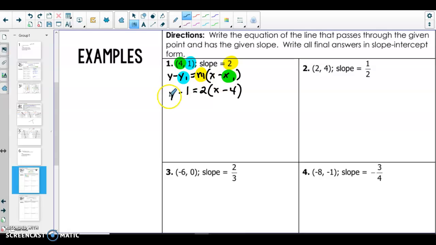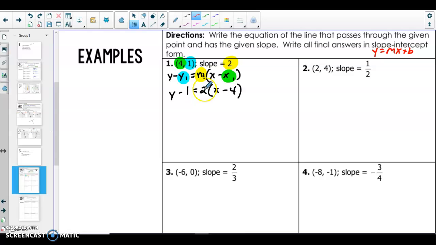Okay, so there we've got it plugged in, and some places will let you go ahead and stop here, but you can see in our directions that it says write all final answers in slope-intercept form, which means they want it in y equals mx plus b to finish up with. And we don't quite look like that because we got some parentheses here, and we've got this y getting crowded over here. My phone is blowing up at the moment. Sorry if you can hear that.